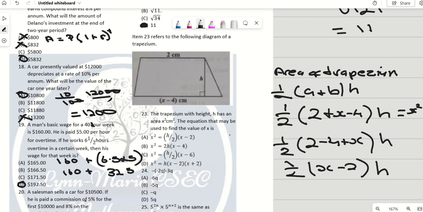Right, let's look for this. Then we're multiplying a half by h, because it's a half multiplied by h multiplied by x minus 2. So that's h over 2 by x minus 2. So my answer is E. Alright, that's how you would get the answer for number 23.